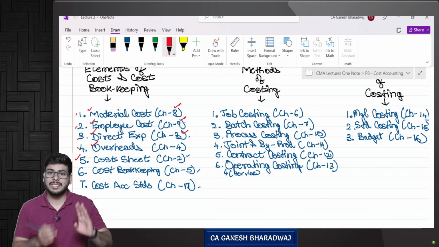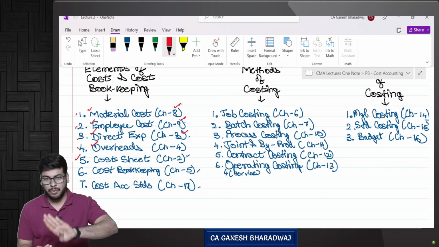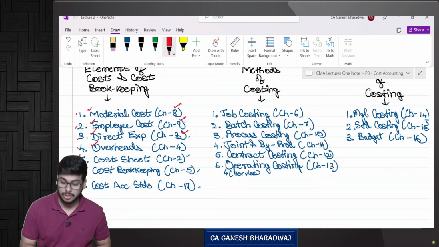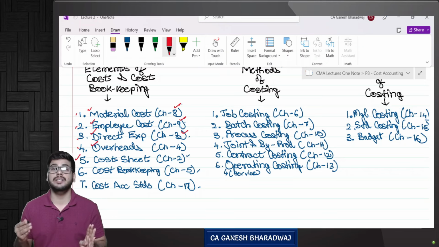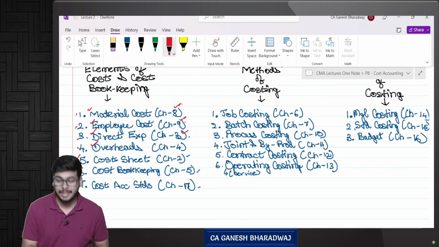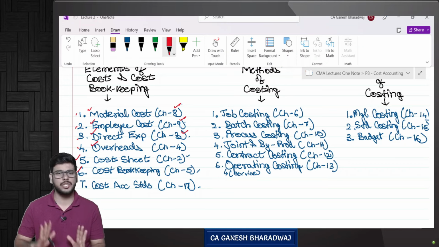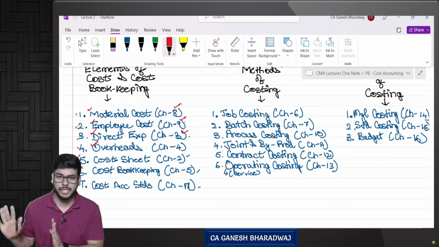Clear? Now the same elements of cost, if you present it in a statement format, it is called a cost sheet. If you present it using a double entry bookkeeping system, that is using debit and credit, it is called cost bookkeeping. That is what we will study thoroughly in each of these chapters.